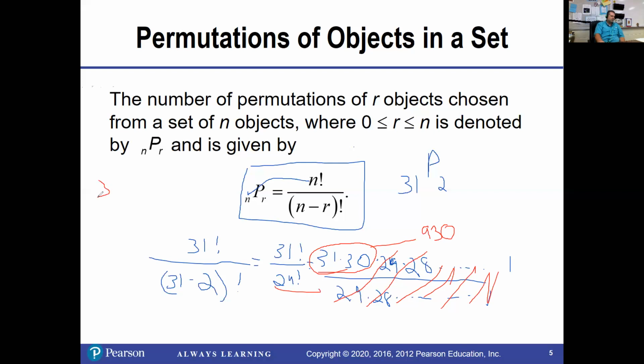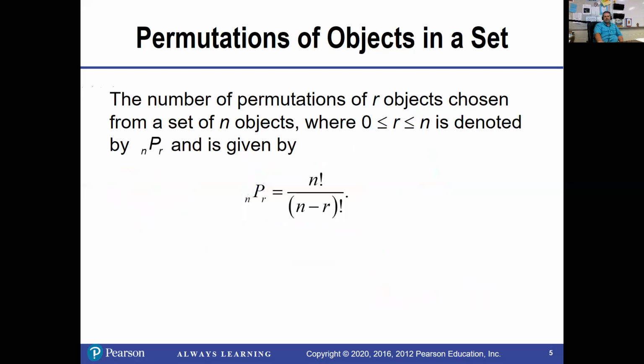Okay, so what I tell people to do is, since the bottom number is 29 factorial, just write 31 times 30 times 29 factorial over 29 factorial. Those cancel out, and all you have to do is multiply those two. Okay? That's the easiest way I can explain it that I know of. So that is how we do permutations.